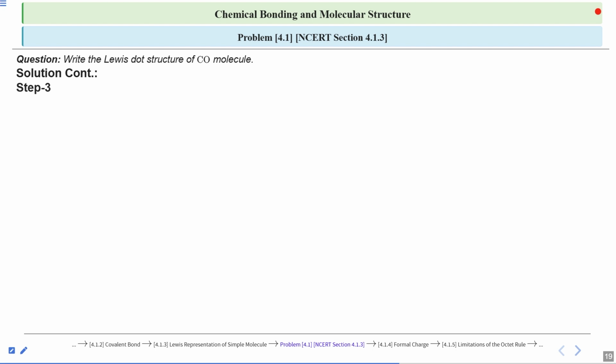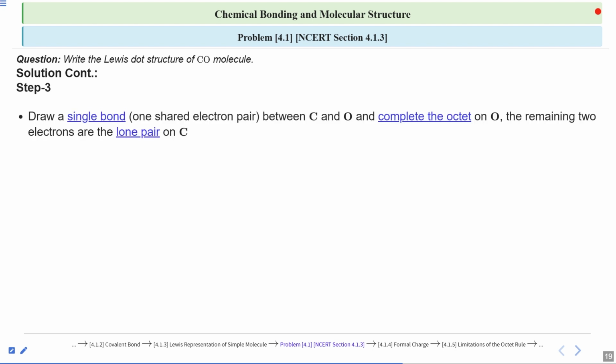What is that surprising part? That when you draw one single bond, then your carbon is not still completing its octet, or in the double bond also. Therefore, what you do is you take only the electrons of oxygen and make a single bond. Okay. So here what is happening?